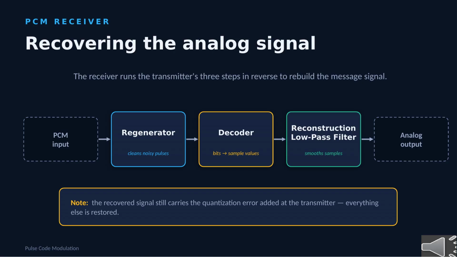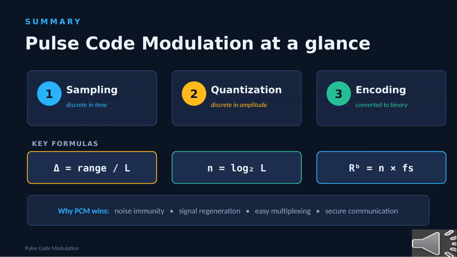One important thing is the recovered signal still contains the quantization error that was introduced at the transmitter. Apart from that small error, we get our original message signal back. Let us quickly summarize. PCM converts an analog signal into a digital signal in 3 steps: sampling, which makes it discrete in time, quantization, which makes it discrete in amplitude, and encoding, which converts it into binary. The three key formulas are step size, delta equals the range divided by L, bits per sample, n equals log 2 of L, and bit rate RB equals n times fs.